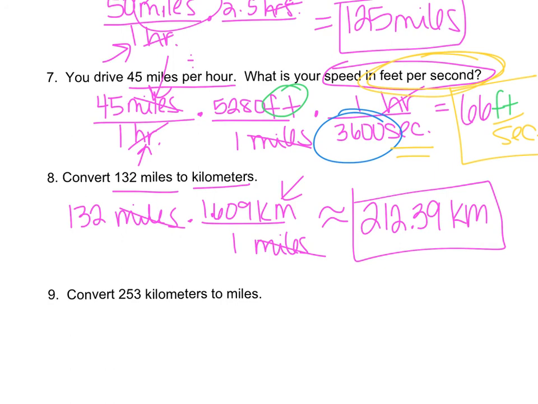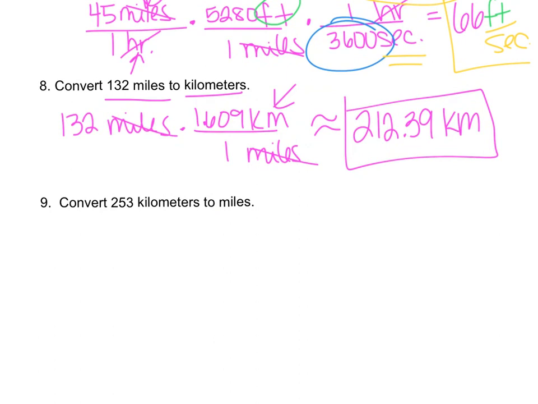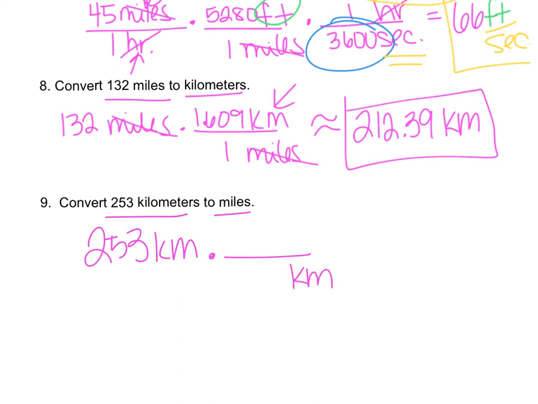All right, last one. We're going to convert 253 kilometers to miles. So 253, make sure you label. And then set up your ratio. So I know kilometers is on top. So in order to cancel it, it would have to go on bottom. And we're going from kilometers to miles. Now, a lot of students get confused at where they need to put their numbers. If you write the words first, that should help you.